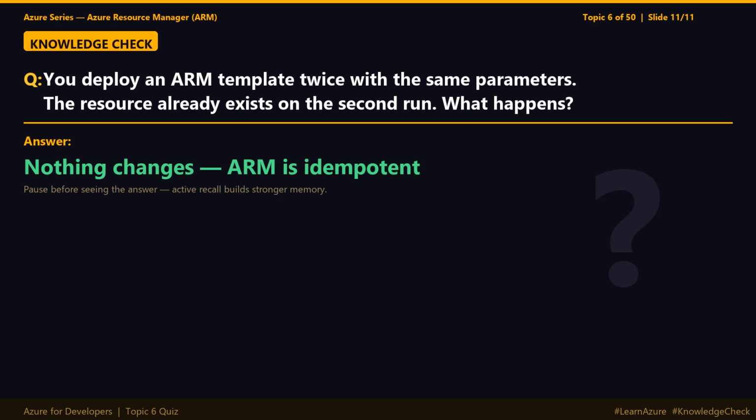ARM is idempotent. It compares the desired state in your template with the current state in Azure. If they match, no action is taken. No duplicate resources, no errors, no unnecessary updates. This is what makes it safe to run ARM deployments inside automated pipelines on every code push. This is fundamentally different from writing a script that calls az vm create. If you run that script twice, the second run fails because the resource already exists. ARM templates always converge to the desired state, however many times you run them.